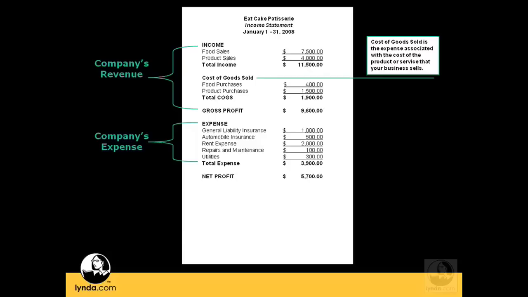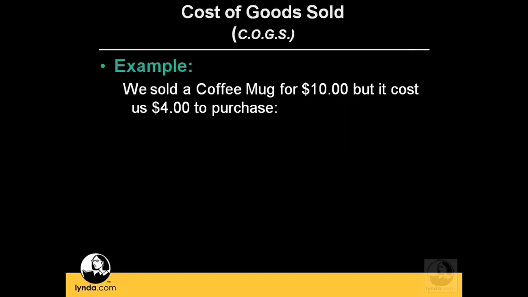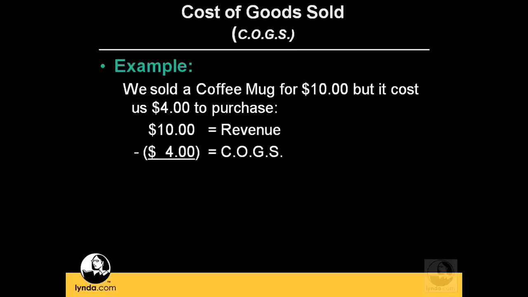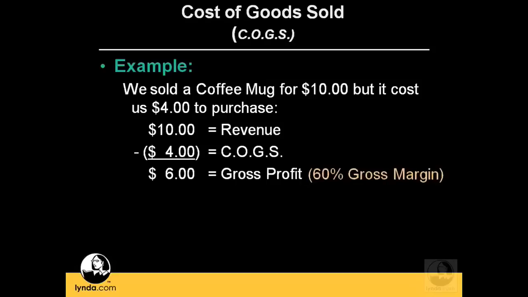services that you sell. To give you an example, let's say we sold a coffee mug for $10, but it costs $4 to purchase. Our revenue is $10 for the sale. Our cost of goods sold is $4. We subtract the cost of goods sold from the revenue and are left with a gross profit of $6, or what's also known as a gross margin of 60%. The $6 is the amount of money we made on the sale once we deduct the cost of the product.